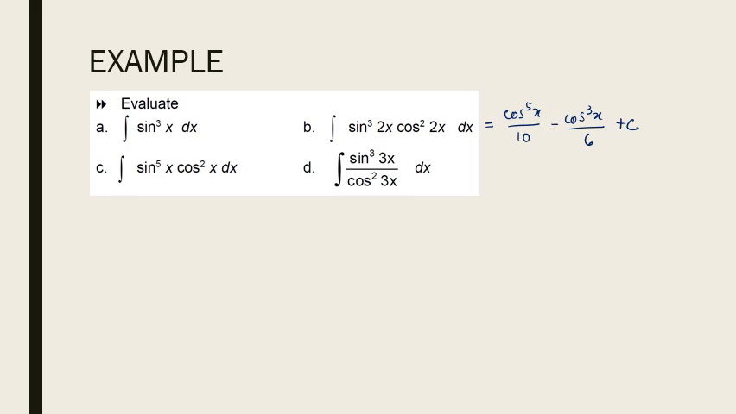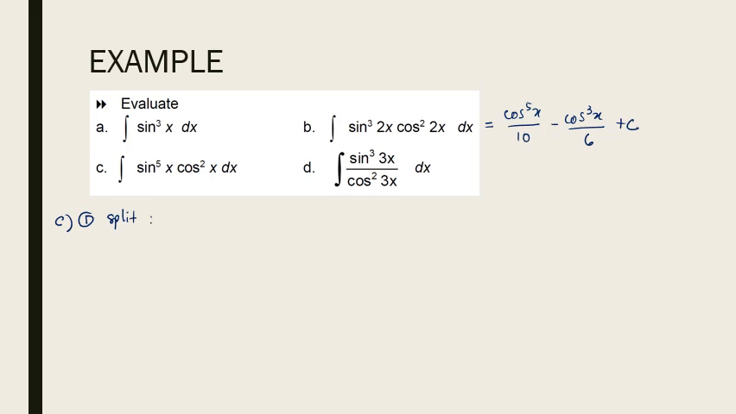Look at C. Integrate sine power of 5x cos square x dx. We have sine power of odd here. So we use the SIS method for sine of odd. So C, step 1, split.